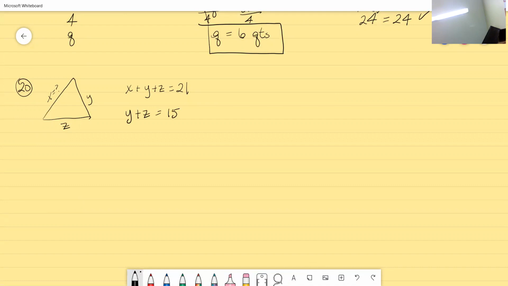the sum of y and z is 15. So then all you have to do is recognize that if you plug in 15 to this section of y and z, we're given the equation x plus 15 equals 21. So then you add the inverse of 15 to both sides, which is negative 15. And you're left with x equals 6. And 6 inches. Keep your units when you're given them in word problems.